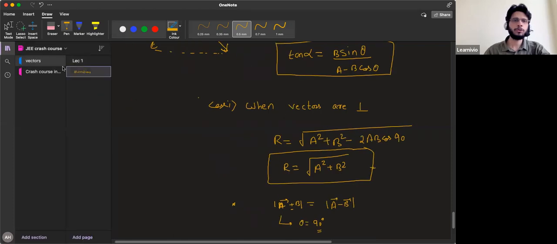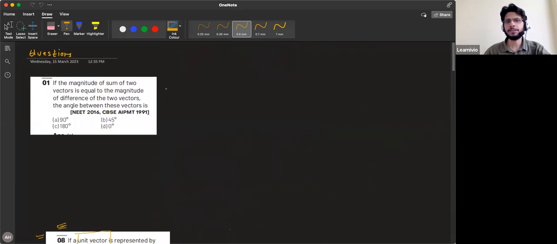Okay, let's do two quick questions. One from the NEET exam and another from the JEE. So this is from the NEET. If the magnitude of the sum of two vectors is equal to the magnitude of the difference of the two vectors, the angle between these vectors is... this is a theory-based question. So what will be the angle between the two vectors? Hamza? 90 degree, yeah. Good.